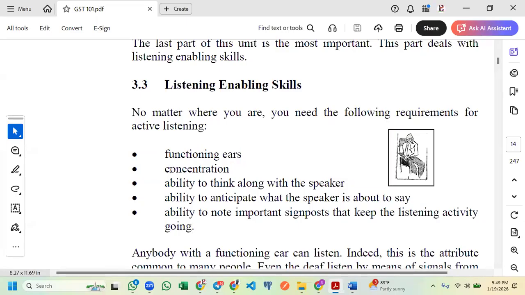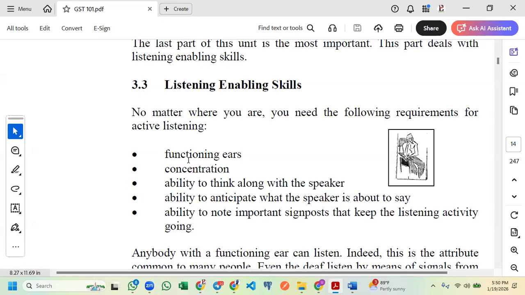The second one is concentration, which means if I'm to listen, for instance, I'm under a lecture or a seminar, and I want to listen to that seminar or lecture. The first thing required of me is to have functioning ears. Once my ears are functioning, then something else will come in. I must concentrate on that lecture or on that seminar. If my concentration is missing, even if I have functioning ears, I will still not listen. So listening starts with functioning ears, which is capacity to listen.